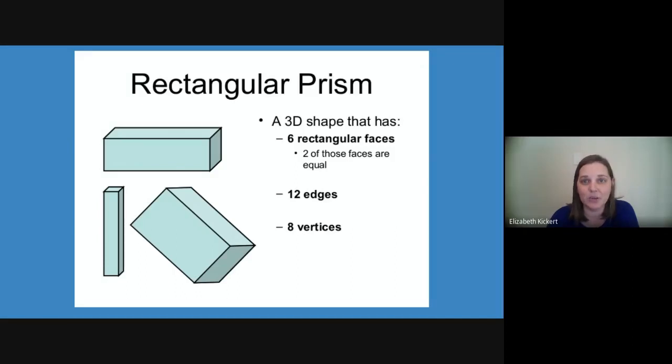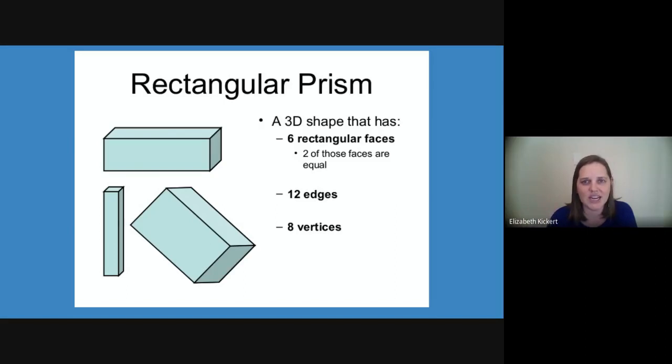Okay, and then we have a rectangular prism. And a rectangular prism, that's a hard word. Can you guys say that with me? Let's say it on the count of 3. 1, 2, 3. Rectangular prism. Awesome. So a rectangular prism is a 3D shape that has 6 rectangular faces, and 2 of those faces are equal. Then it has 12 edges, just like a cube, and 8 vertices, just like a cube. So imagine a cube that's stretched long, and then you're going to have a rectangular prism.